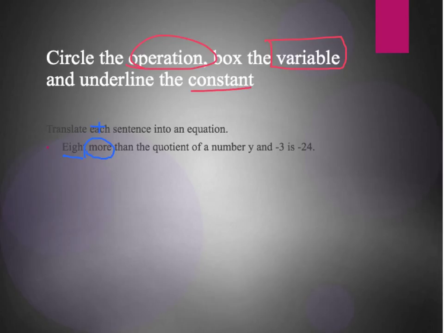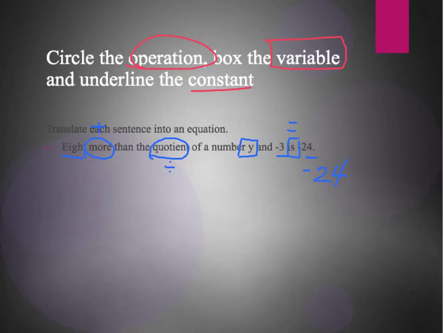8 more than the quotient. Quotient is an operation, and ask yourself, what does quotient mean? It means you're going to divide. 8 more than the quotient of a number, y. There's my variable, so I'm going to go ahead and box in that variable. And negative 3, so I'm going to underline that. "Is" is an operation, so I'm going to circle that, and that means that word is equal. Negative 24, and that's a constant. I'm just going to rewrite that because my line's kind of gone over it.